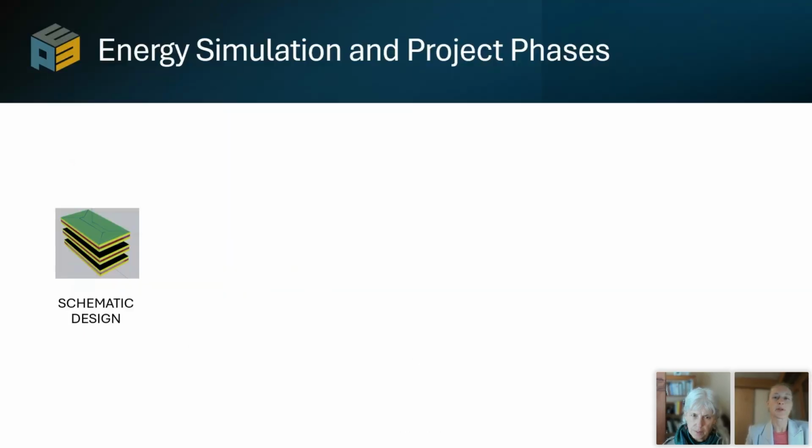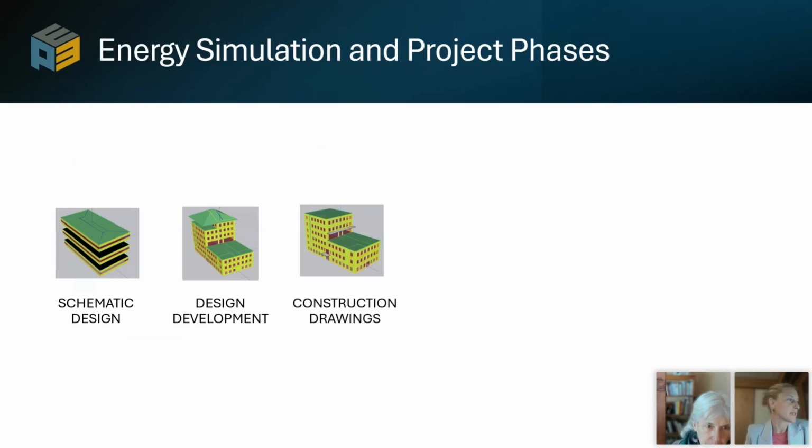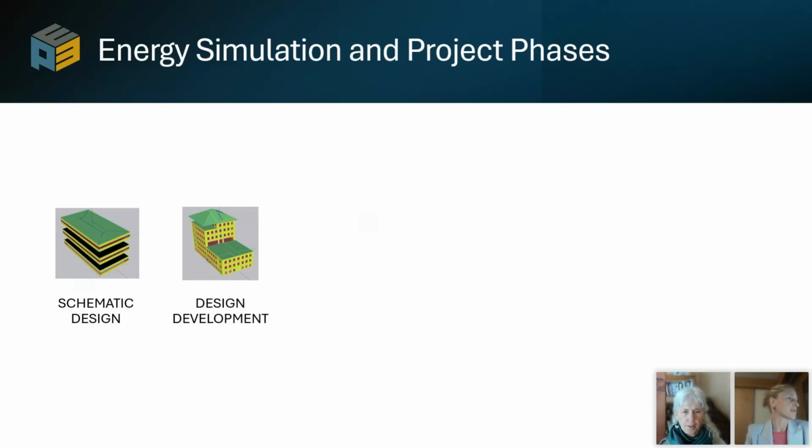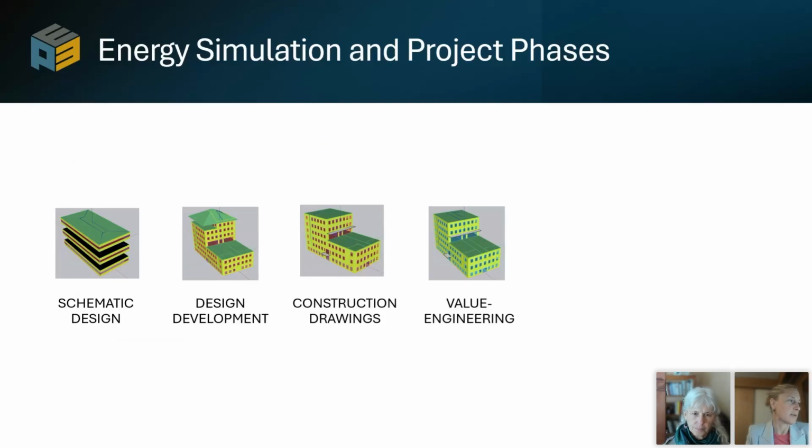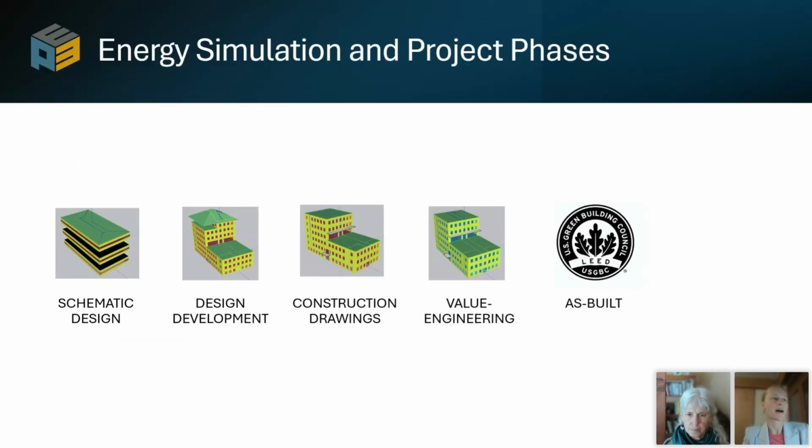So how does EP3 work with different project phases? We have schematic design, and then we go to design development, and we have some refinements to the building geometry. We have construction drawing level. We might have value engineering stuff that happens. And then we have an as-built model, which is often used for compliance or green building certification. And then we may have calibration models.